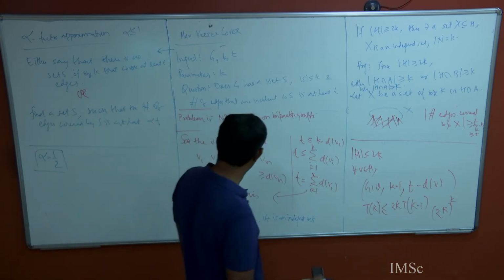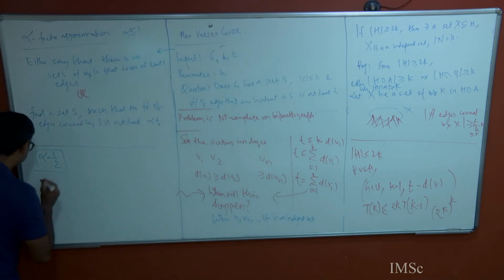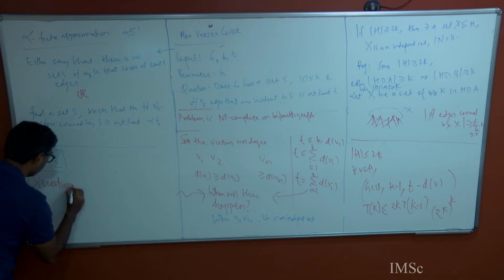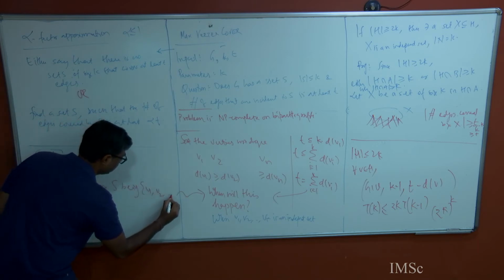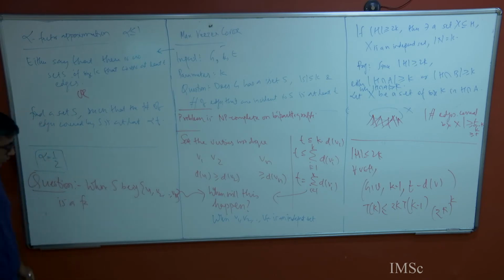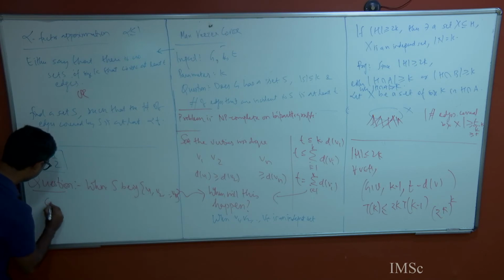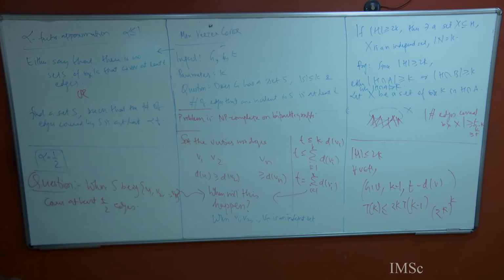So the first question which I want to ask: when does S, being V1, V2, up to Vk, cover at least T by 2 edges? Or rather, can you tell me a situation when you can say, look, you can never cover T edges? This is one question.